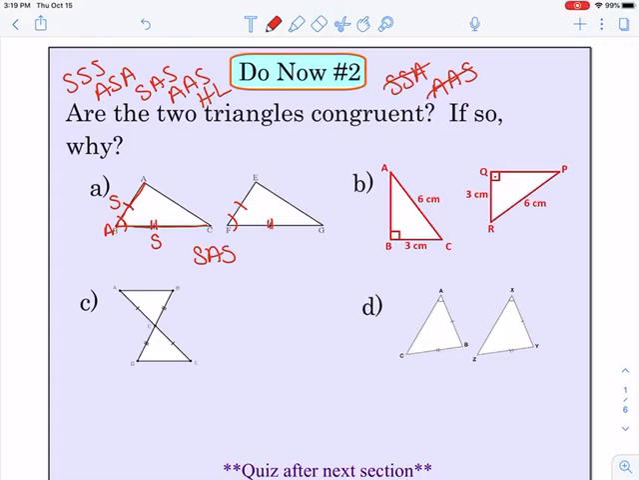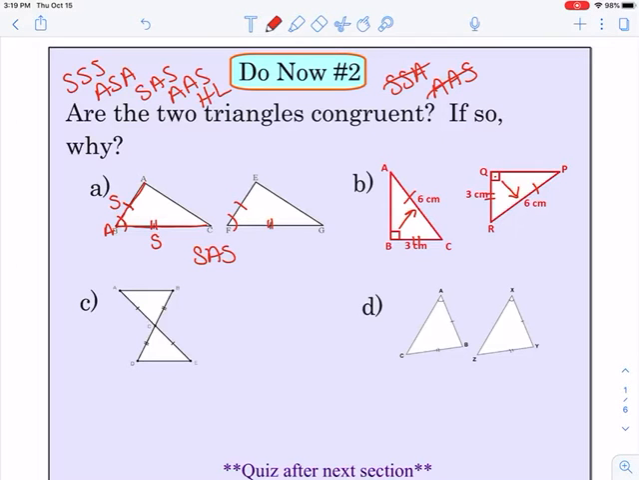For part B, I have 2 right triangles. And again, if I look directly opposite the right angle, I have a measure of 6 in the first triangle. And in that second triangle, also when I look directly across, I have a measure of 6, which means that AC is congruent to PR. Then if I look down at BC, I see that BC is 3. And when I look over at the other triangle, I see that QR is also 3. So that means that BC is congruent to QR.